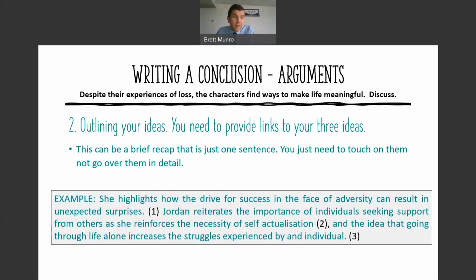Here's our example. She highlights how the drive for success in the face of adversity can result in unexpected surprises. That's idea one. Jordan reiterates the importance of individuals seeking support from others as she reinforces the necessity of self-actualization. And we've discussed previously that self-actualization just means finding and discovering a sense of self. And the last idea is the idea that going through life alone increases the struggle experienced by an individual. So it's better to actually have loved ones to support you.